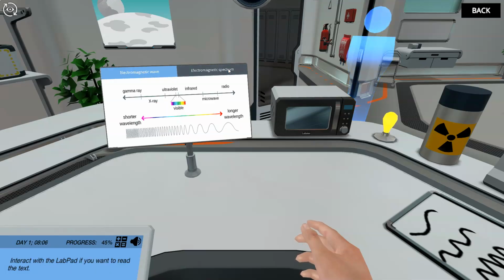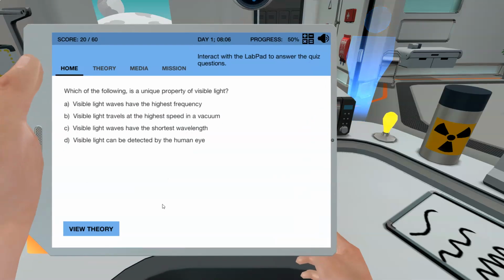You can see that visible light occupies only a small section of the electromagnetic spectrum. Humans cannot detect most wavelengths, but you can definitely detect light if you are seeing this lab room. Which of the following is a unique property of visible light?